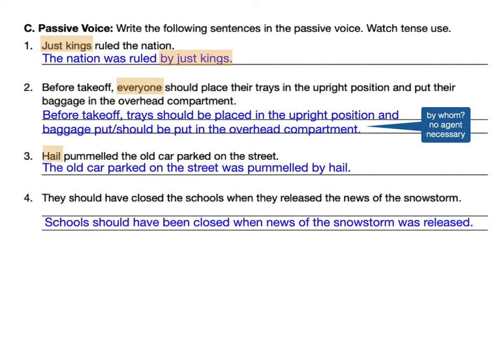In number 3, just like number 1, we have a named subject, hail. Hail is the subject of the verb pummeled. So, rightly so, we change hail into the agent in the passive voice. "The old car parked on the street was pummeled by hail." Hail is the agent. For number 4, the subject is they, but we don't know who they refers to, people in general. They comes up twice in the sentence. "They should have closed the schools when they released the news of the snowstorm." This is why we've written the sentence without an agent. No agent is necessary.